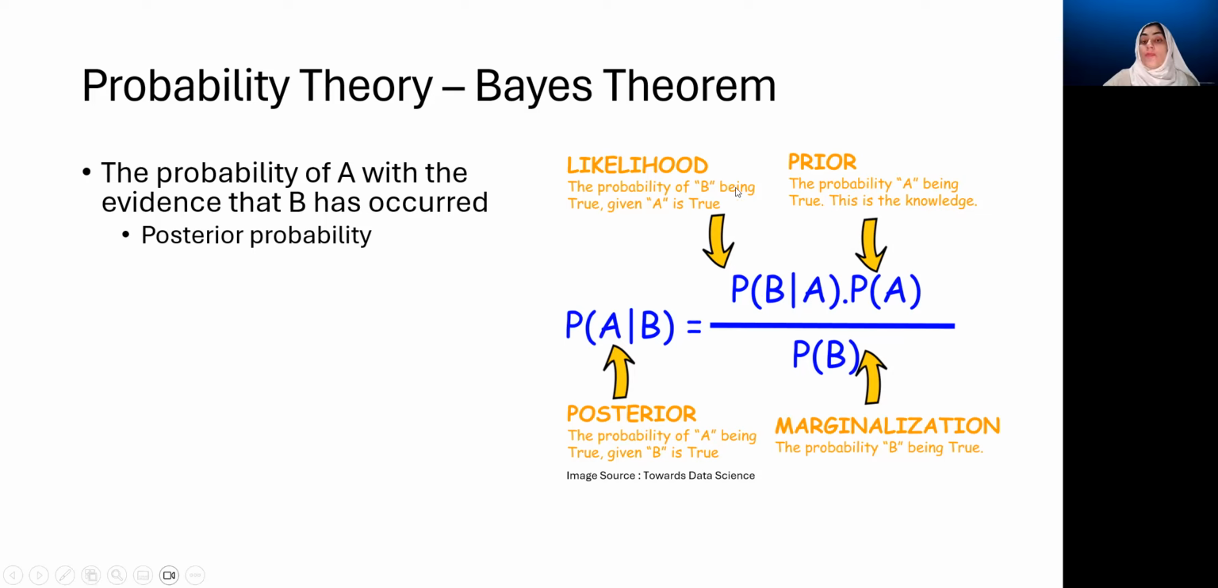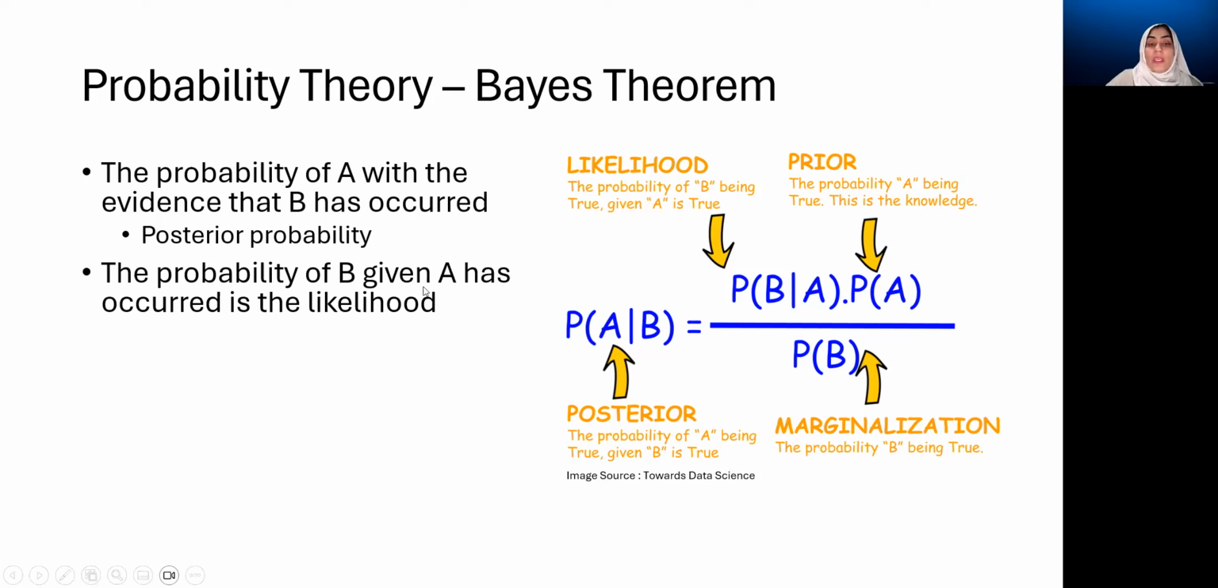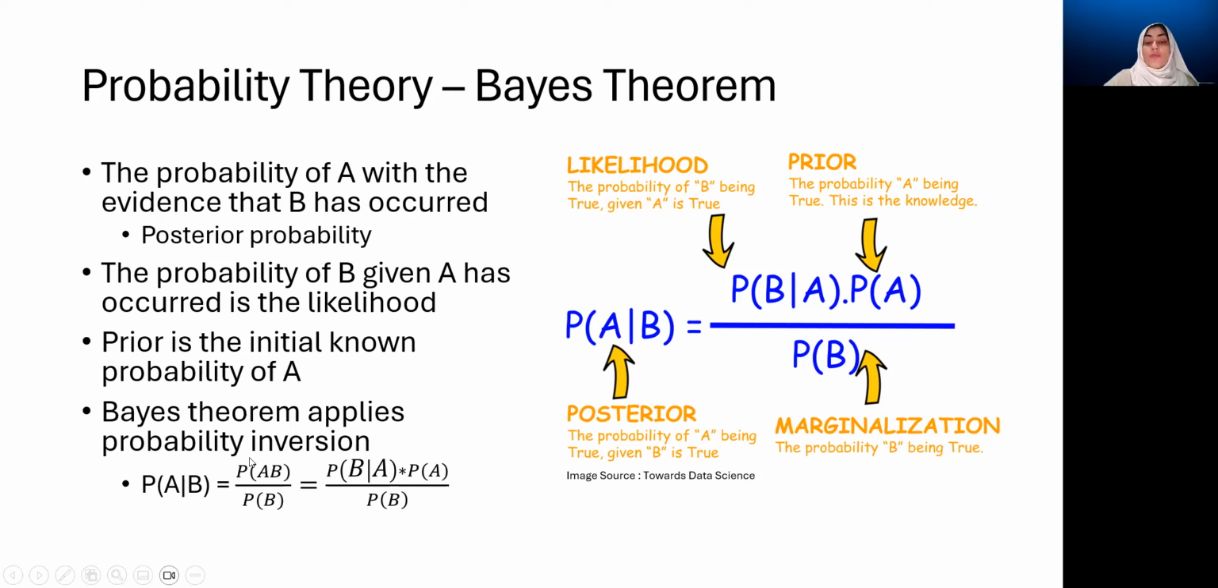It is the probability of B being true given A is true. So this is the conditional probability of B based on A. And here the probability of B is the probability that B is true, irrespective of A, whether it occurred or not. So the probability of B given A has occurred is the likelihood. The prior is the initial known probability of A, and we use the Bayes theorem to find out the posterior probability if now B has occurred.